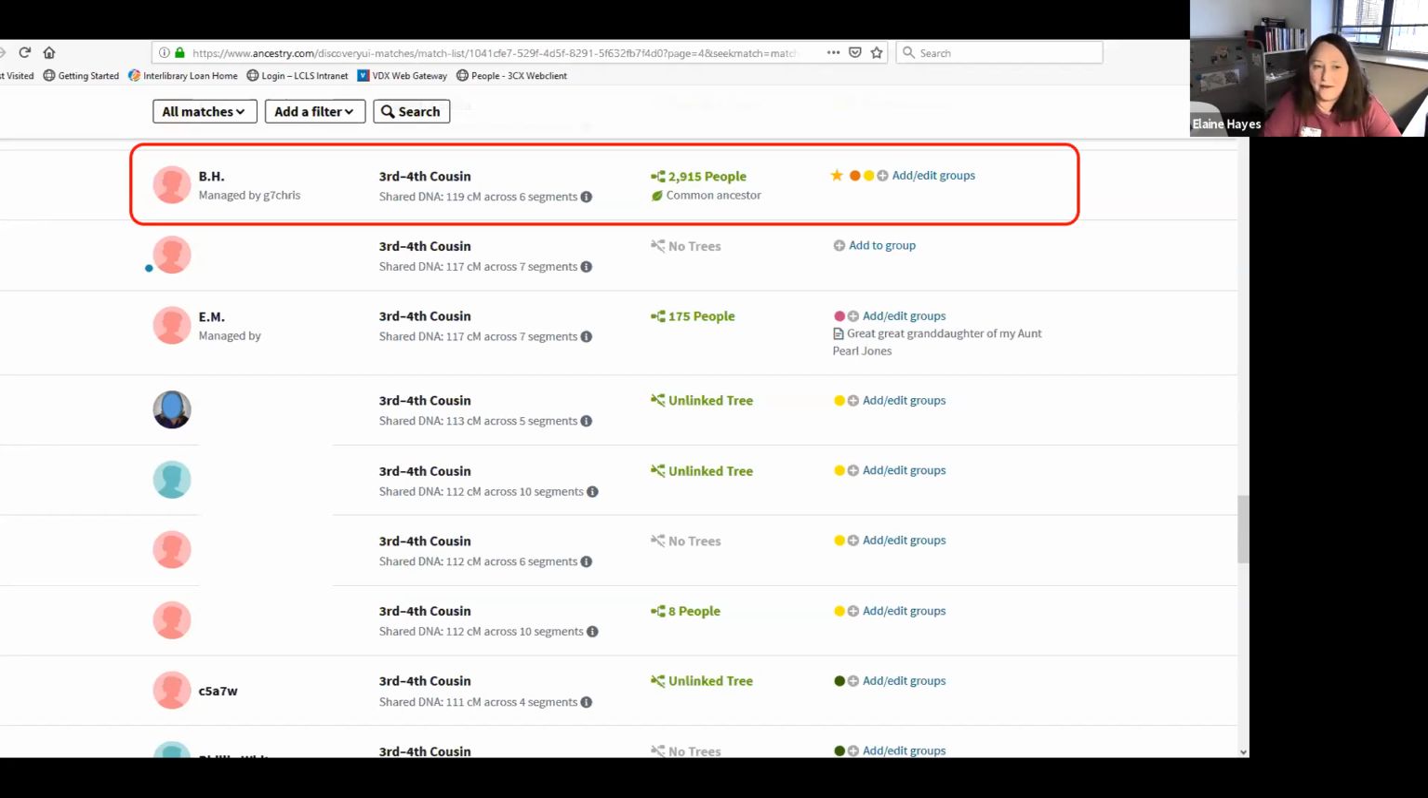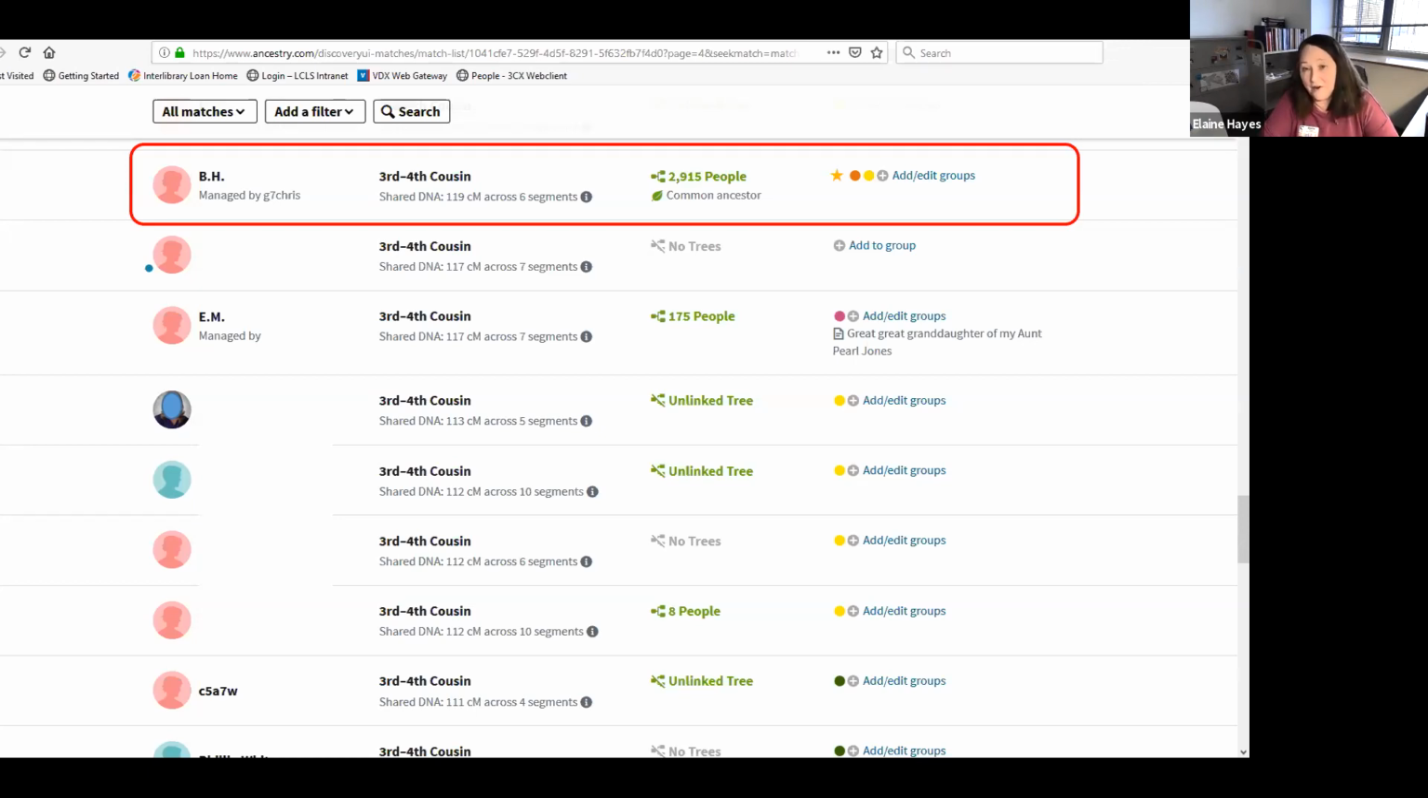BH, I don't know who that is because I don't have a picture and I don't have a full name, but one thing you can see is that it's managed by somebody else. Somebody called G7 Chris manages that. And we're third to fourth cousins, which means that we share a great-great-grandparent or great-great-great-grandparent.